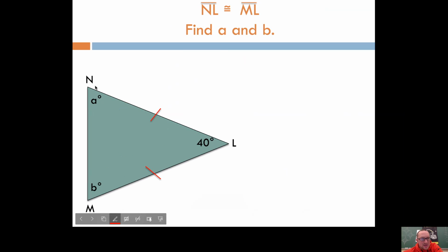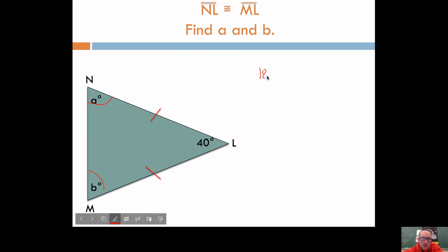Here's another example. Segment NL is congruent to segment ML. That makes this triangle isosceles. This is your vertex angle because it lives in between the congruent sides, which makes these angles base angles. So even though they're marked differently, they actually are the same. That's A degrees, that's B degrees. A and B are the same exact value, just so you know.